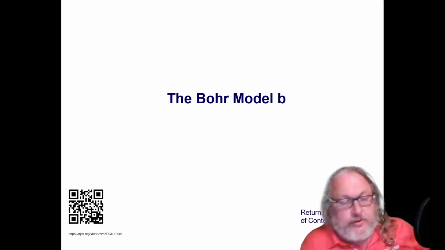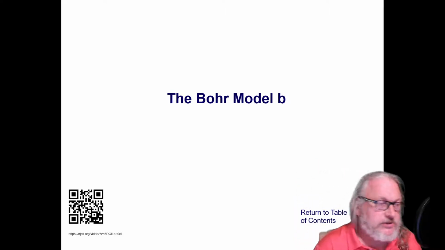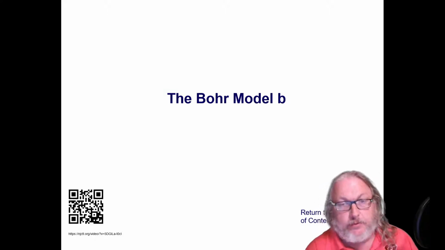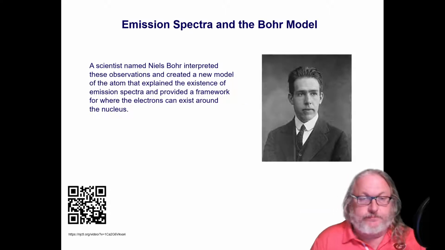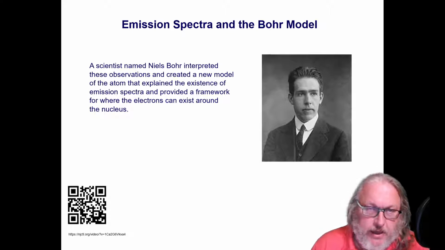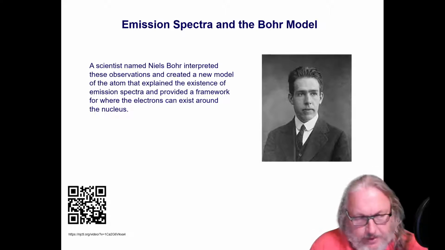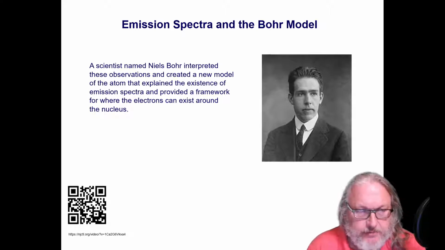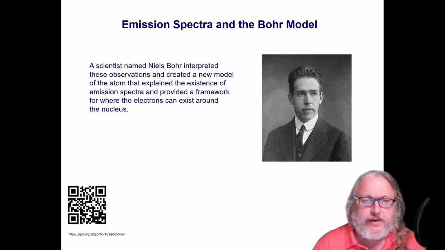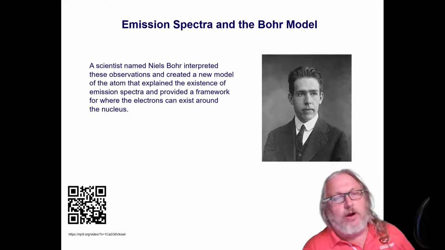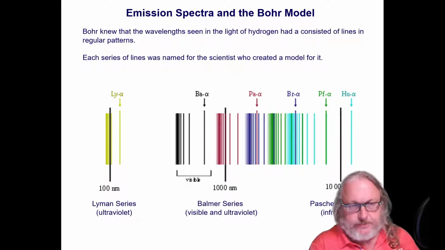This is Unit 2B. We're going to explore the Bohr model just a little bit more. A scientist named Niels Bohr interpreted these observations about what he was seeing with the hydrogen atom, and he created a new model of the atom that explained the existence of emission spectra and provided a framework for where the electrons can exist around the nucleus.